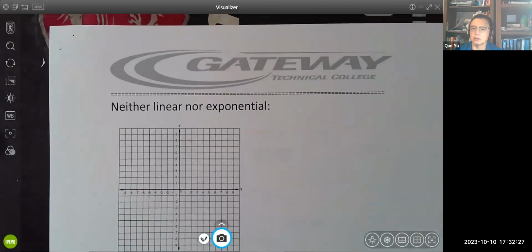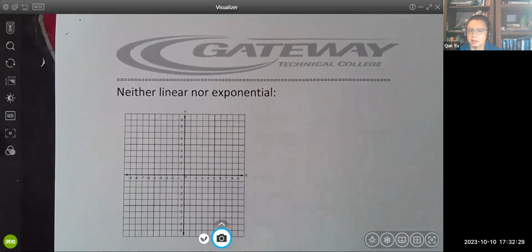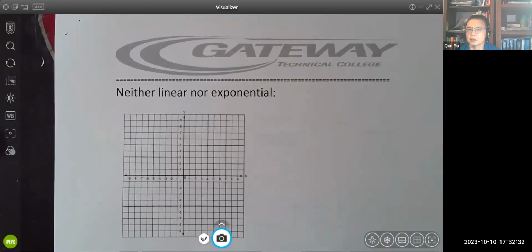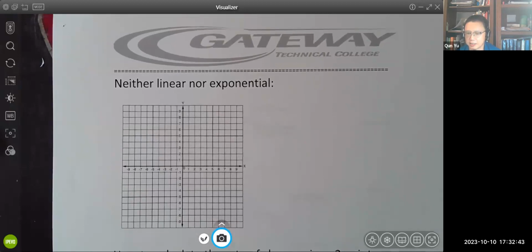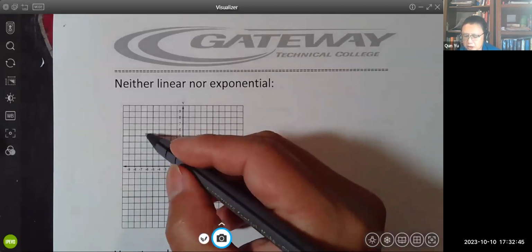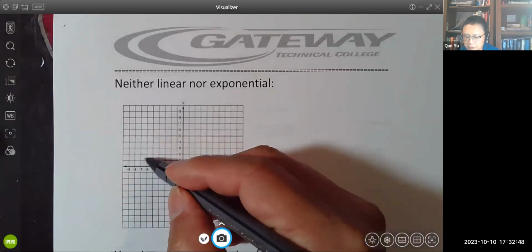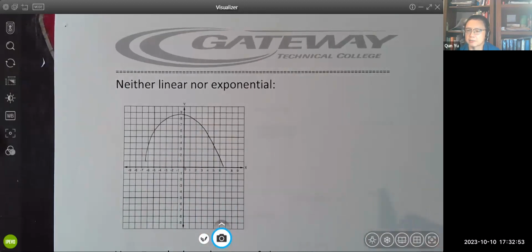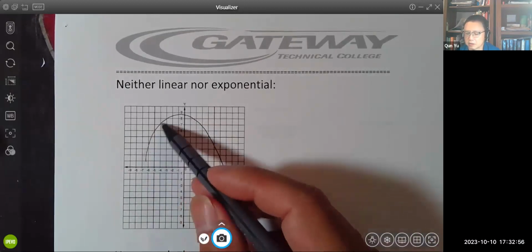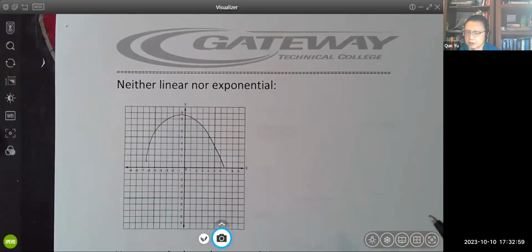Now, you may encounter something that is neither a linear model nor an exponential model. That means it's not a straight line, and it's not a smooth curve going in one direction, up or down, either. So let me give you an example. If you have something like this, it's a smooth curve, but it's not an exponential model because it goes up and then goes down. It makes a turn. An exponential model is a smooth curve that can only go in one direction, either up or down.